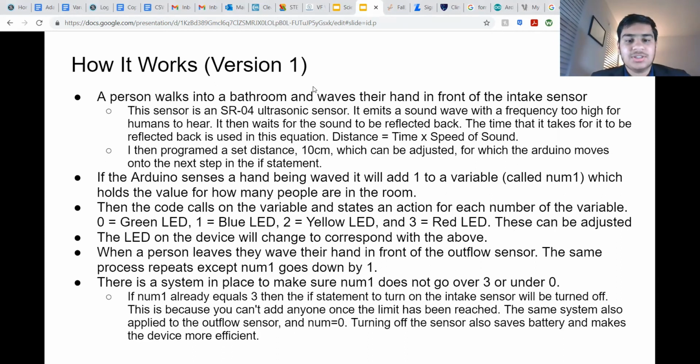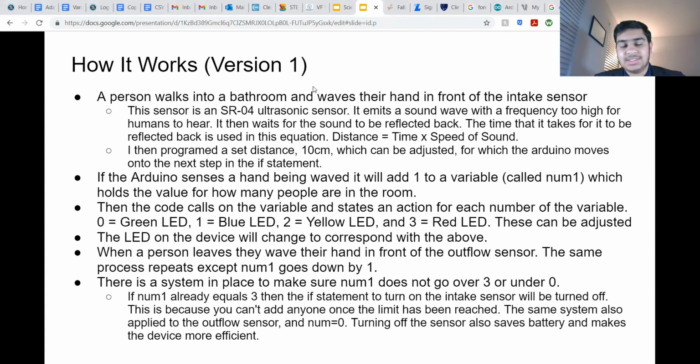A person walks into the bathroom and waves their hand in front of the intake sensor. And this intake sensor is an ultrasonic sensor. Essentially, it emits a sound wave that is too high for us to hear. When the sound wave hits an object, it bounces back. The time the sound wave is out there is then multiplied by the speed of sound, which gives us the distance. And if the distance is less than 10 centimeters, which is something I've set, the Arduino moves on to the next step in the if statement.